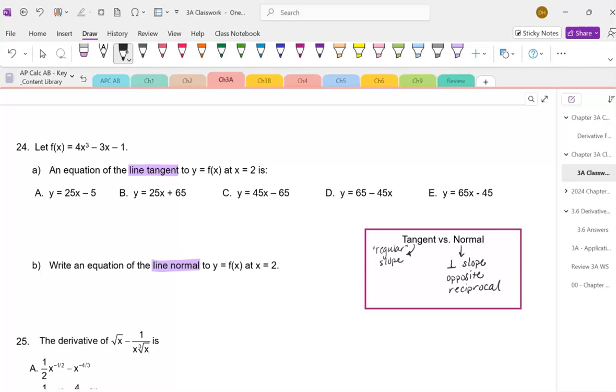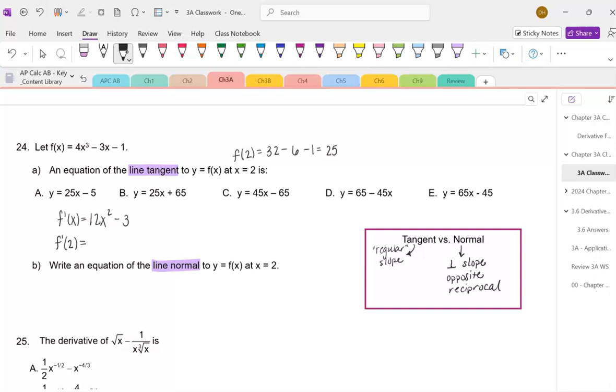So for number 24, you can start by figuring out what y would be. So we've got f of 2, which would be 4 times 8 minus 6 minus 1, which gets us to 25. After that, we're going to go ahead and find the derivative using the shortcut. So we've got 4 times 3, subtract 1. The derivative of negative 3x is just 3. And then we're going to go ahead and evaluate it at 2 to find the slope.